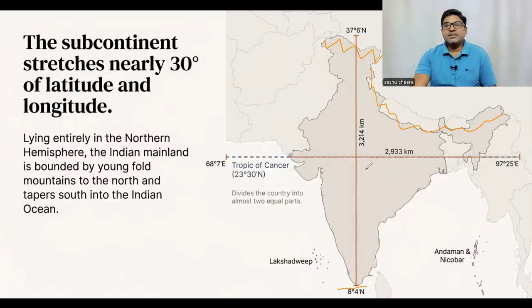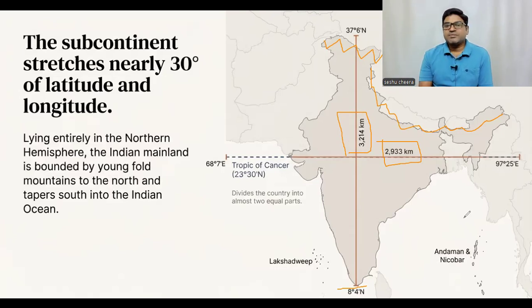And you can also see the distance between the north point and the southern point is 3,214 kilometers, while from the west to east it is 2,933 kilometers. So this makes India a very large country.